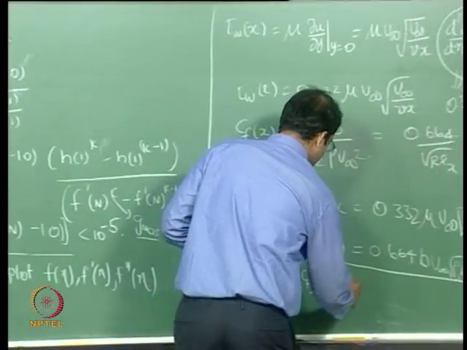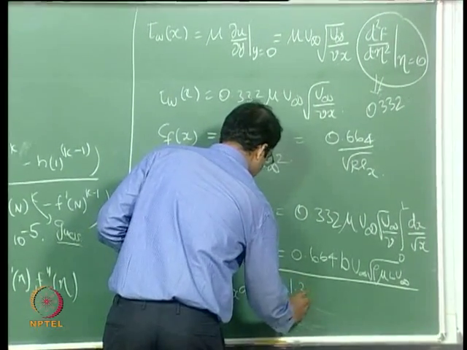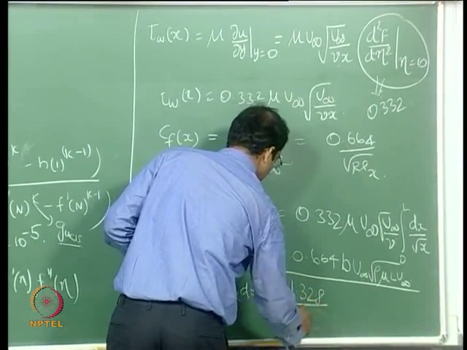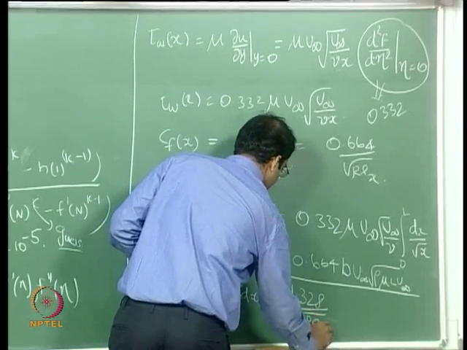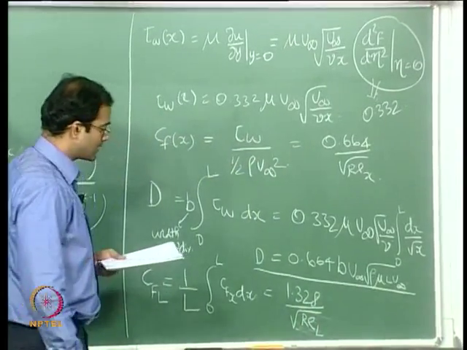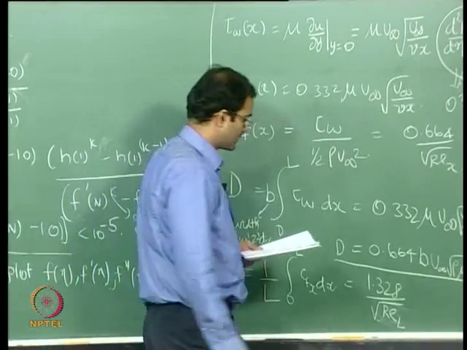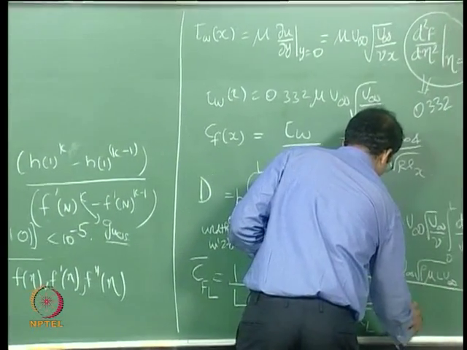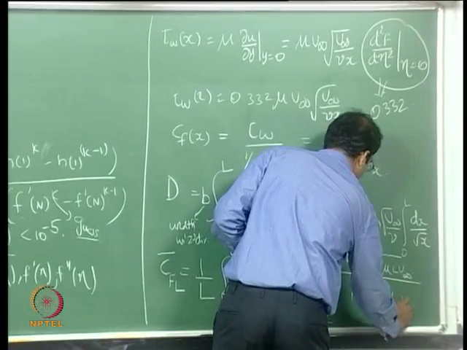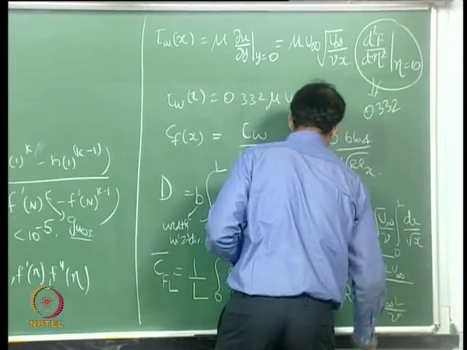If you do the averaging, you will find that you get this nice expression, where now your Reynolds number is defined based on x equal to L. So Re L here will be u infinity L by mu.